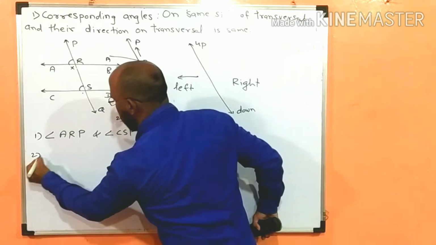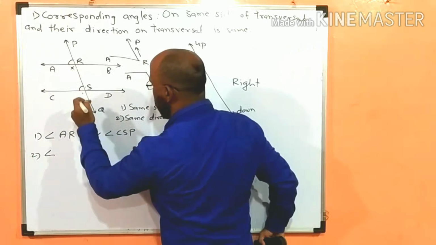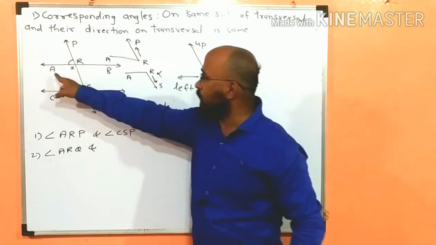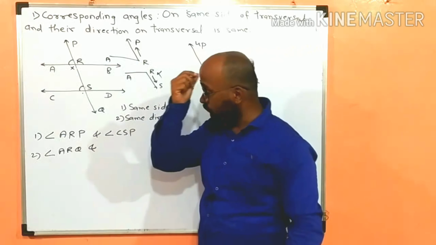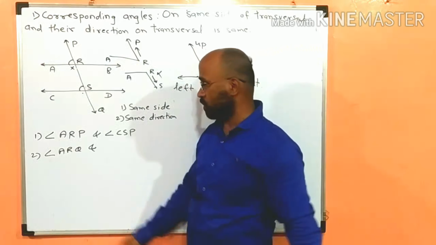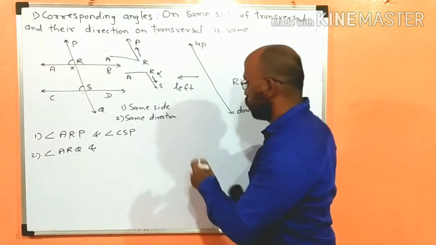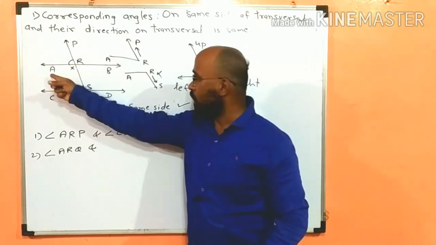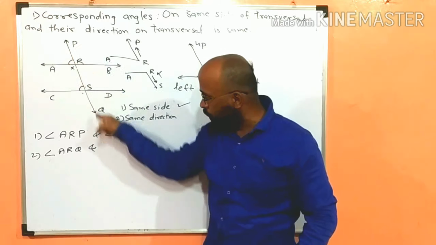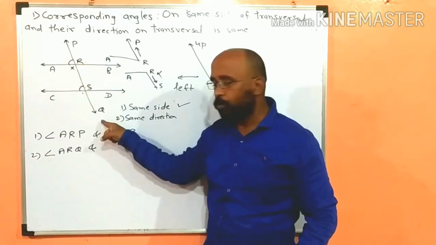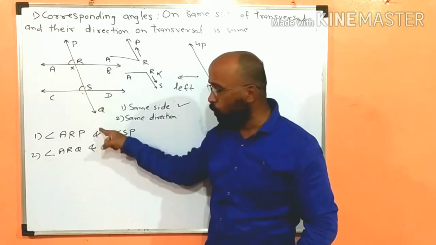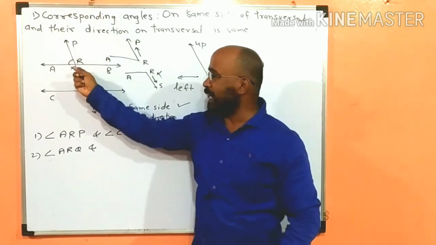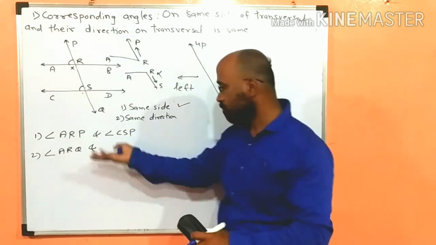So let's talk about angle ARQ. Where is angle ARQ? It is on the left side. So let us see which angles are on the left side of the transversal. First is ARP. So ARP has the same side. Now let's look at their direction on the transversal. ARQ on the transversal, it is going towards down. RQ is going towards down. But in case of ARP, RP is going towards up. So their direction on the transversal is not the same.